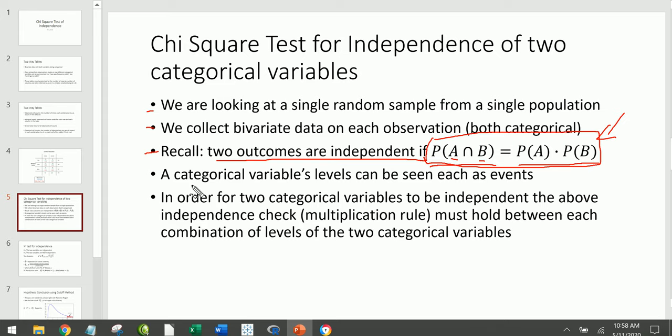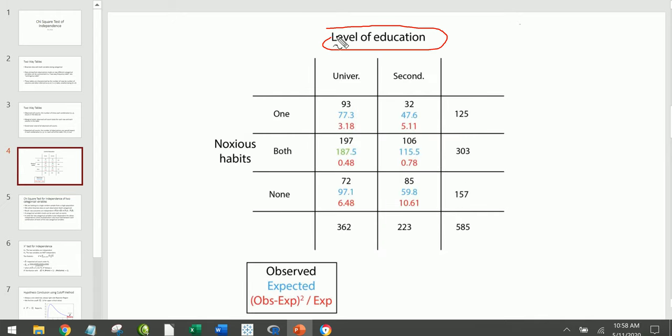Okay? A categorical variable's levels can be seen as events. So start looking at the levels of a categorical variable, like level of education has these two levels. We could start looking at these two levels as events. Okay? Same with noxious habits. This guy happened to have three events. Okay? You can call this A, B. You can call this C, D, E. And then we could start talking about intersections. So this 93 here, that's the intersection of C and A. This cell right here is the intersection of D and A.